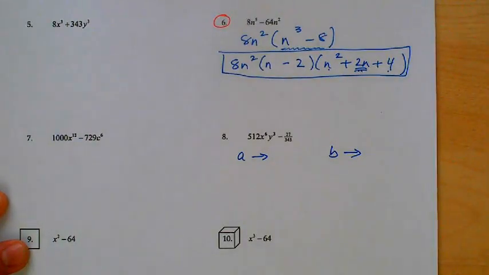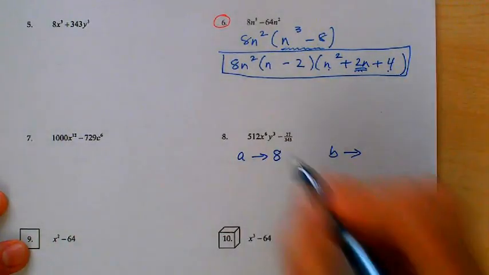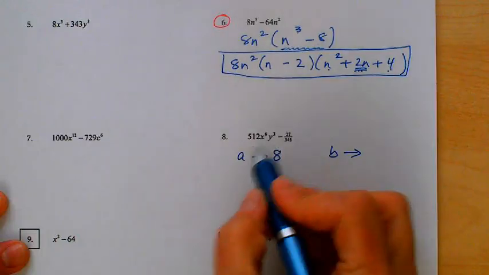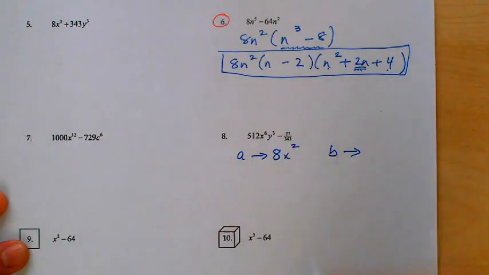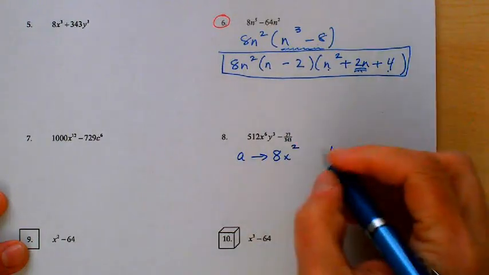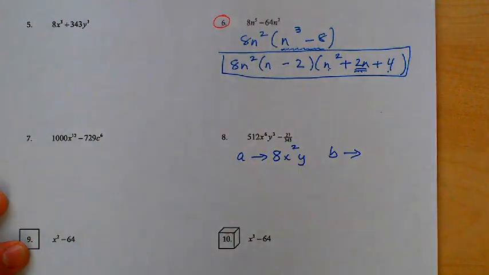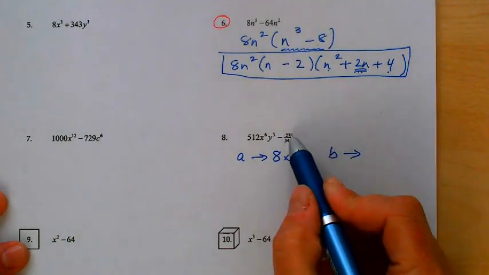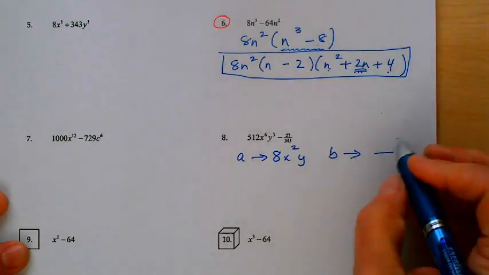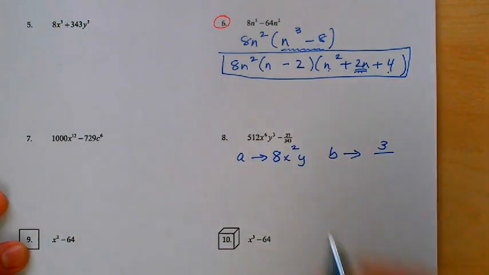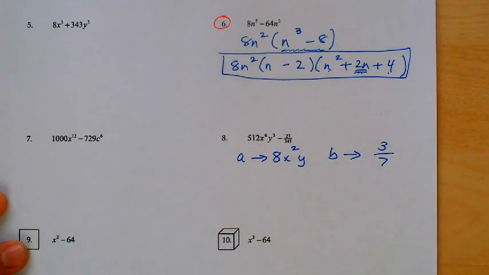All right, let's think of 512. I know that is the cube of 8. Let's think of what we cubed to make x to the 6th. That would be an x squared. And to make y cubed, that would only need a y. All right, moving on to the fraction, I'll take the numerator and the denominator separately. To make 27, I would cube 3. And to make 343, I would cube 7. All right, so these are the building blocks of my formula.